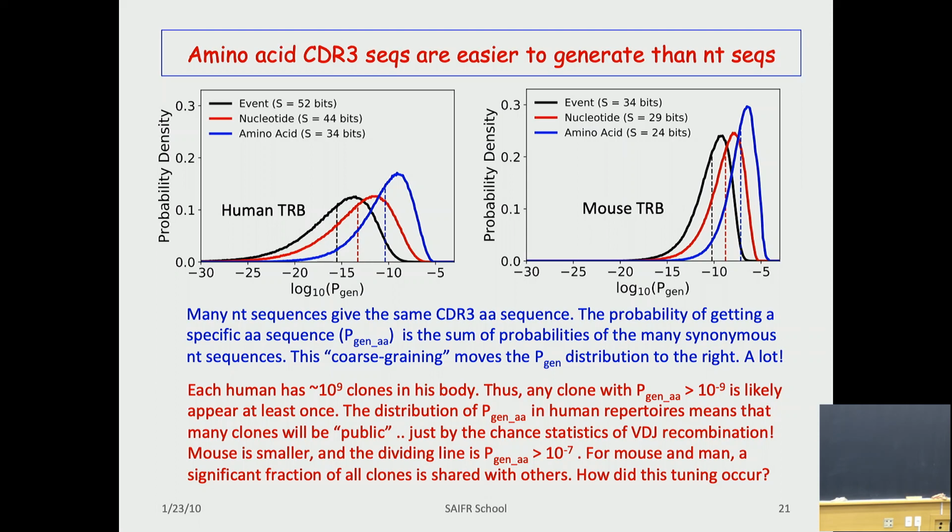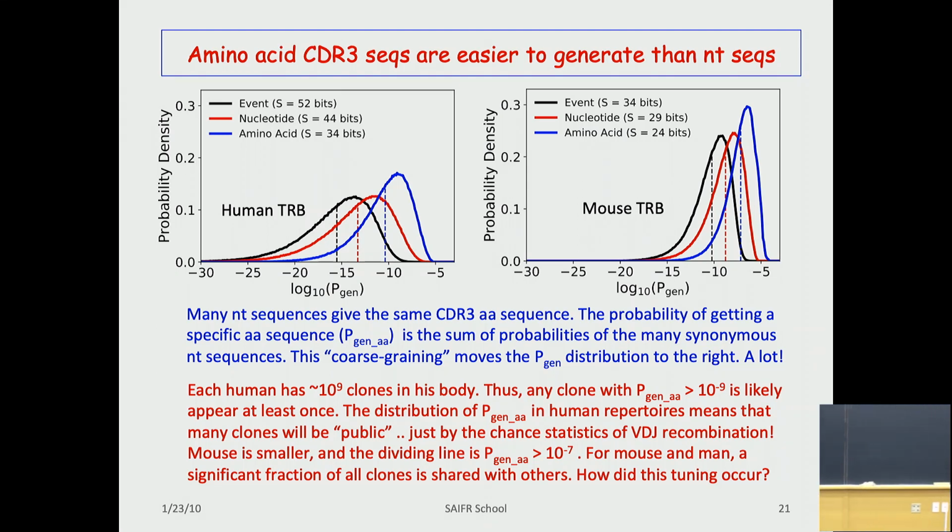Okay, so there's a significant fraction of our T cells, if we look at them through the lens of amino acid sequence, as we should, that everybody has. And obviously, evolution has done something to select this collection of sequences.